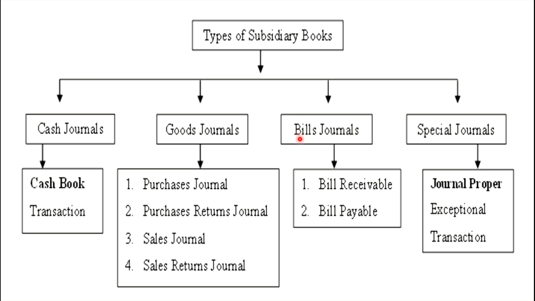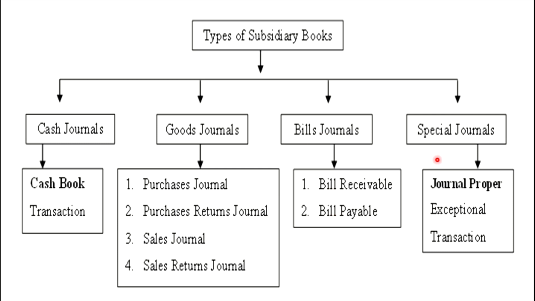In the bill journal, we also record credit transactions, but in this bill journal, a promissory note is maintained during that transaction. Bill receivable means credit sale to customers, where a promissory note is maintained, and that we record in the bill receivable journal. And bill payable is for credit purchase related transactions, where a promissory note is maintained, and that we record in the bill payable journal.